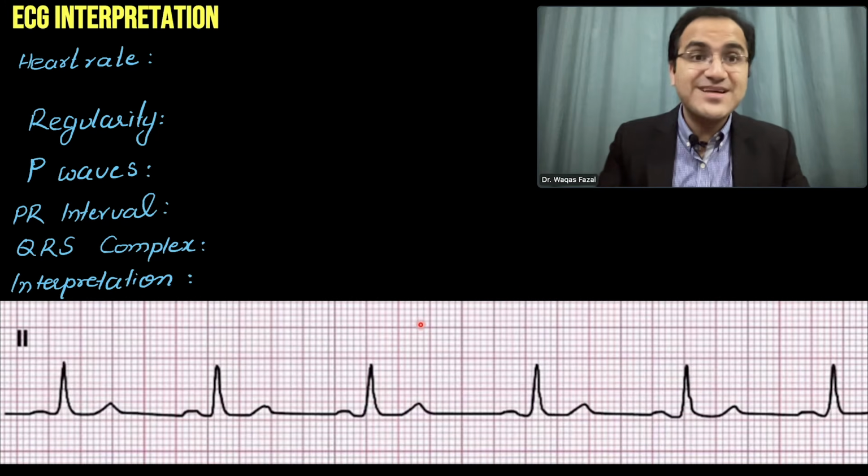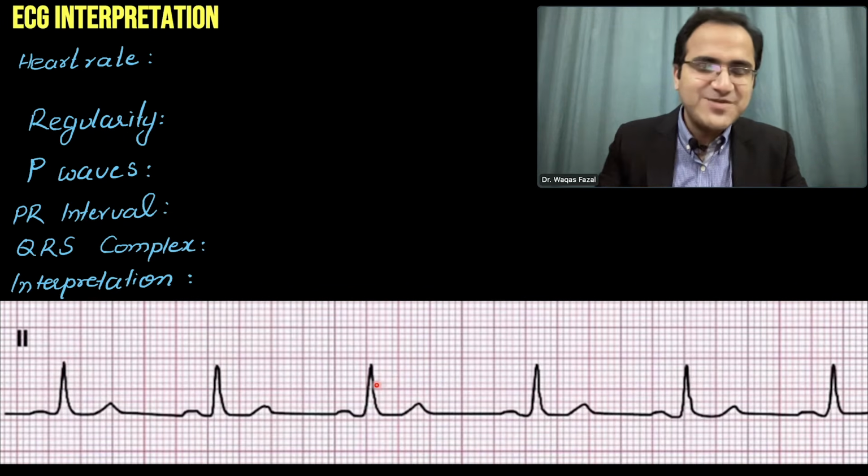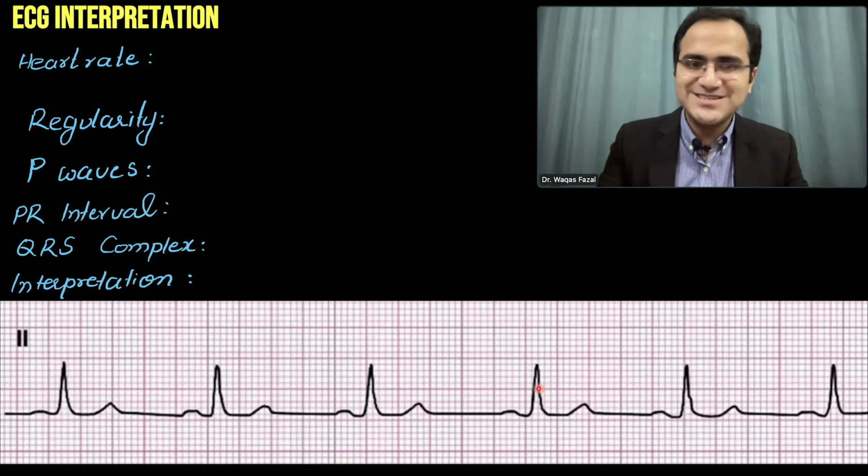Now let's calculate the heart rate of this ECG. Between the QRS complexes, we have 1, 2, 3, 4 and almost 5 boxes: 300, 150, 100, 75, 60 beats per minute. But if you look at this ECG, it has a variable RR interval. The RR interval over here is bigger and over here is smaller. So there is a difference in the size of the RR interval. So it is an irregular ECG. It is not a regular ECG.